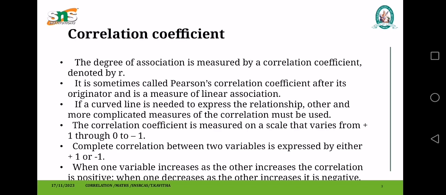Complete correlation between two variables is expressed by either +1 or -1. When one variable increases as the other increases, the correlation is positive. When one decreases as the other increases, it's negative.